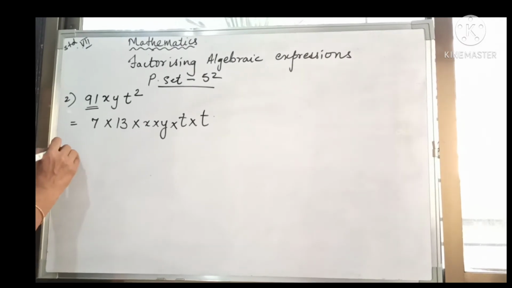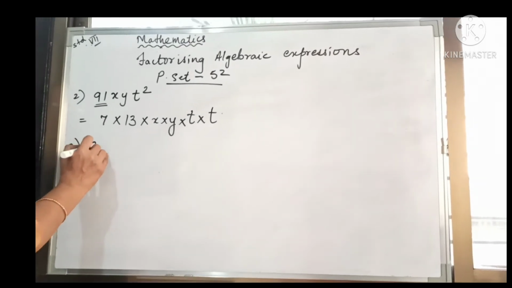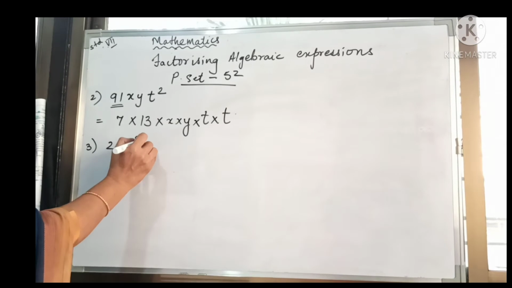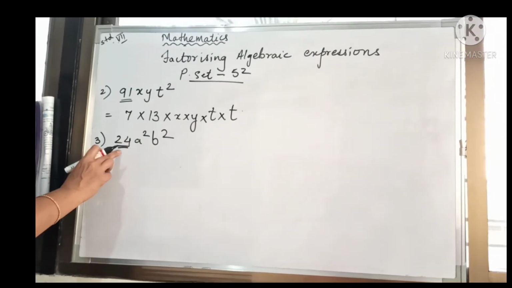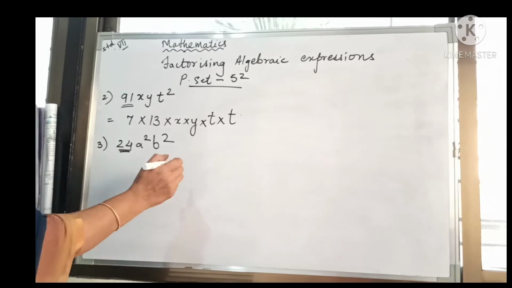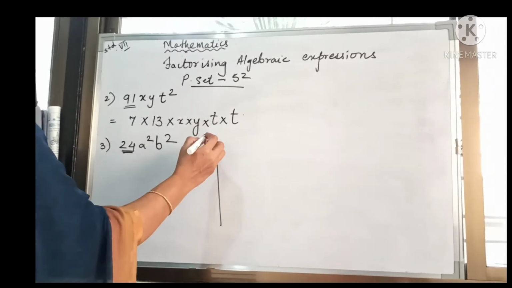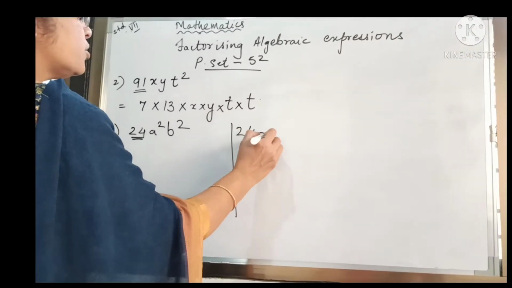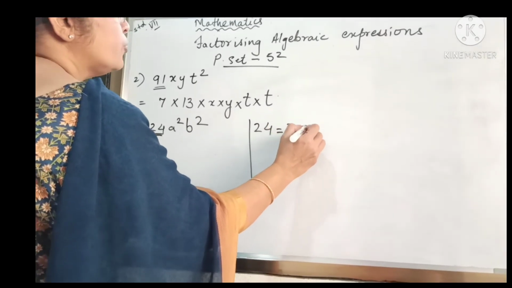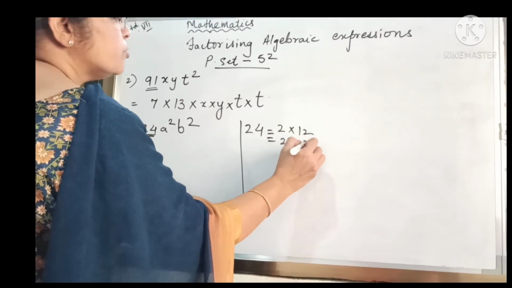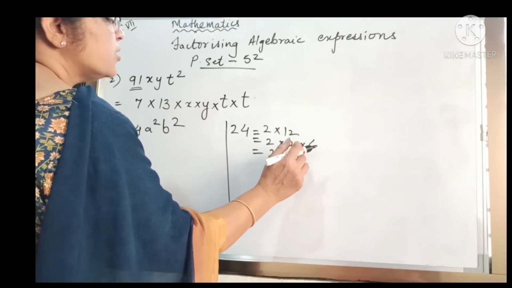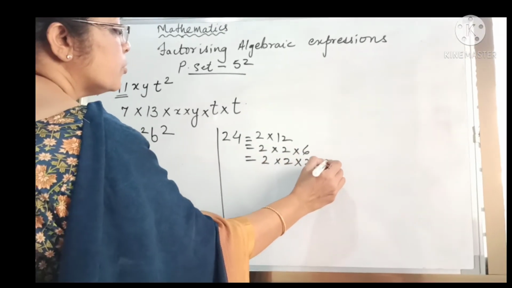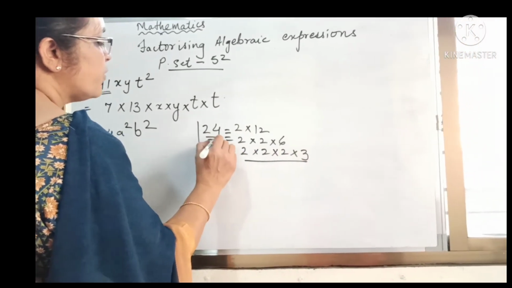The next one, 24a square b square. Now you have to factorize 24. So you know how to factorize it. So factorization of 24, it comes in the table of 2. Then 2 into 2 into 6. Then again factorize this 6. So these are the factors of 24.